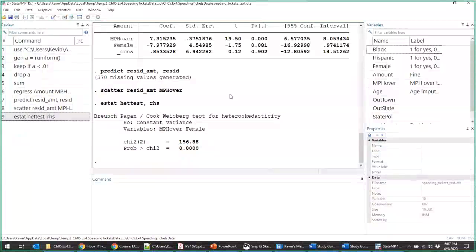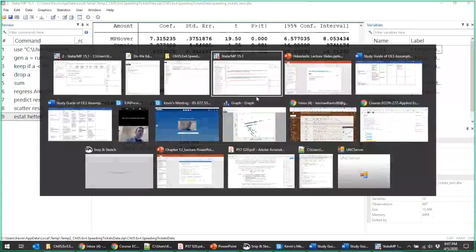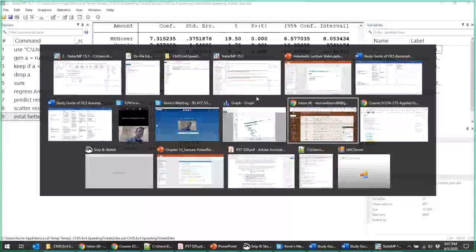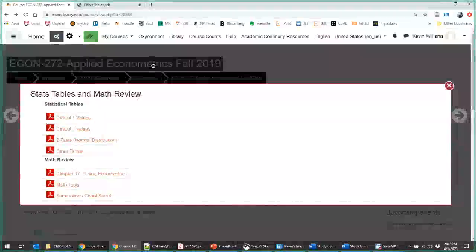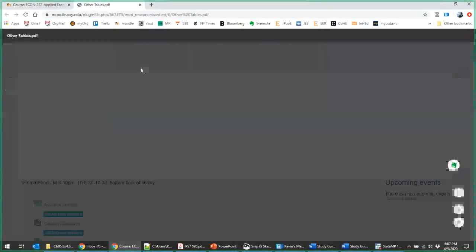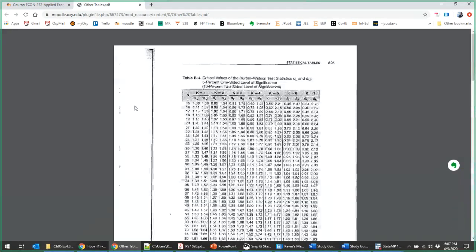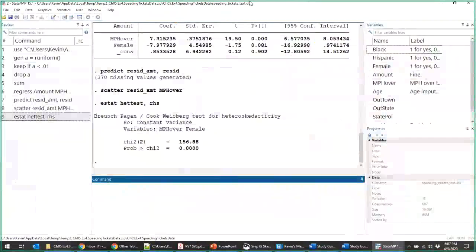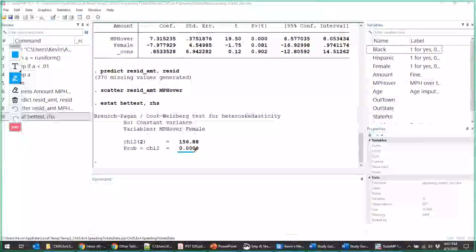If I want to make this a little more formal, though, what do I compare this number 156.8 to? On Moodle, in the stats and math review section, there's a PDF called Other Tables. This is where the chi-squared table lives. The reason it's there is because we're honestly not using it that much. Most of the time when you're doing the heteroskedasticity test, you can just use the p-value. If this p-value is less than 0.05, you reject the null hypothesis and you claim that there is heteroskedasticity in your data.